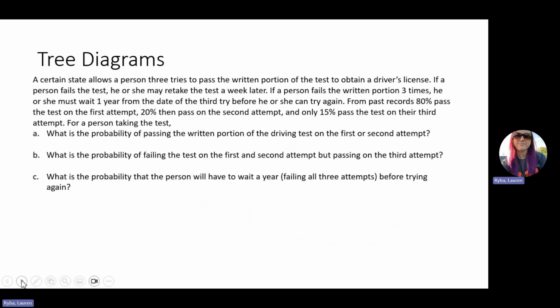From past records, 80% pass the test on the first attempt. Okay, so here's my start. You can either pass or you can fail. And I'm going to actually put this up a little higher, because if I pass, I'm done. So 80% pass, so 0.80 pass, 0.20 are going to fail.